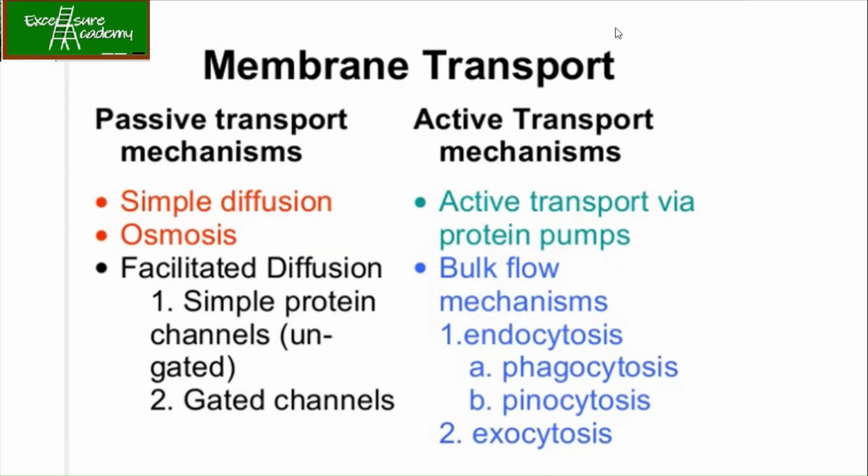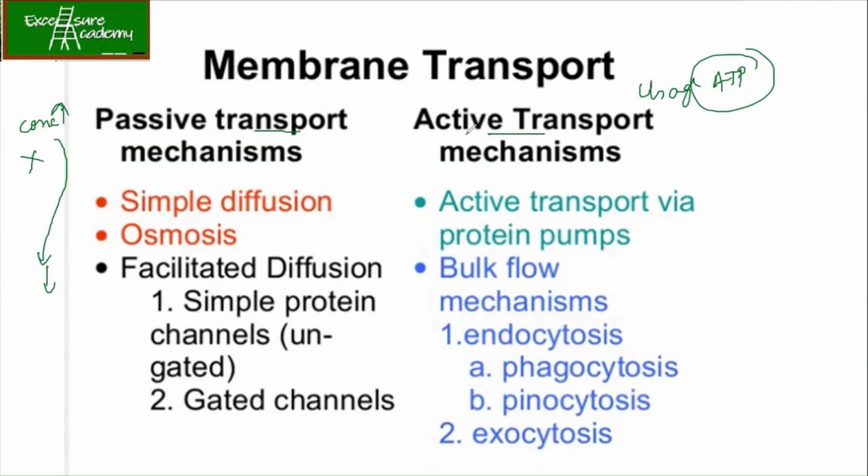What is the main difference between passive and active? The usage of ATP. Passive transport does not need energy. It depends on the concentration gradient. For example, if the concentration is high here and low here, diffusion is going to happen in this direction, solute from high solute concentration to low solute concentration.